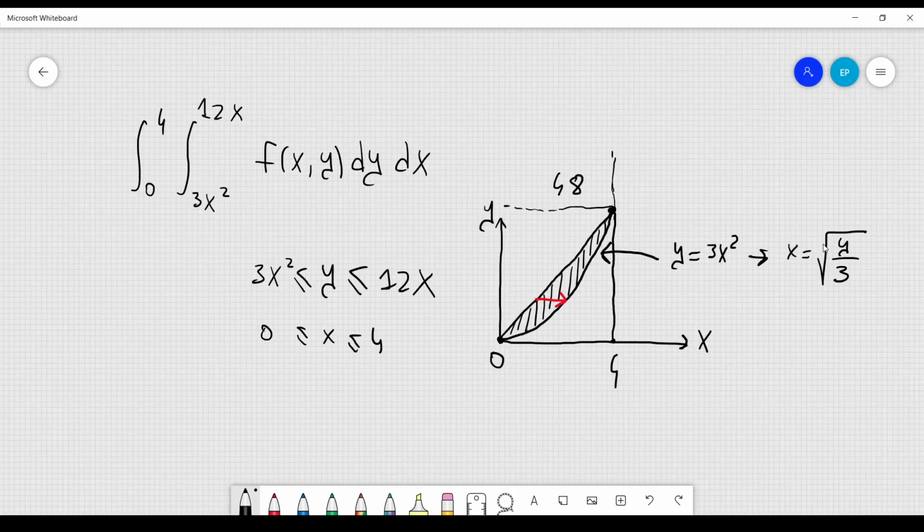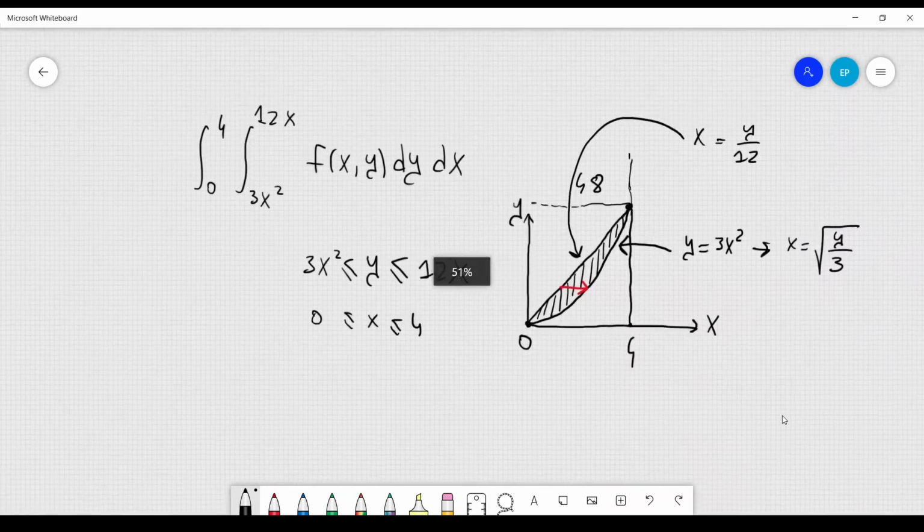In principle, you could also have a minus sign, but we have to choose the plus sign because x is between 0 and 4. Whereas this line here, we can also rewrite it like this: x equal to y over 12, right?